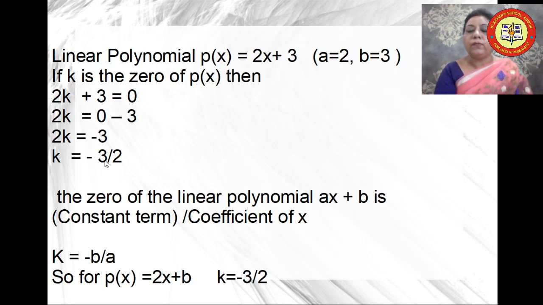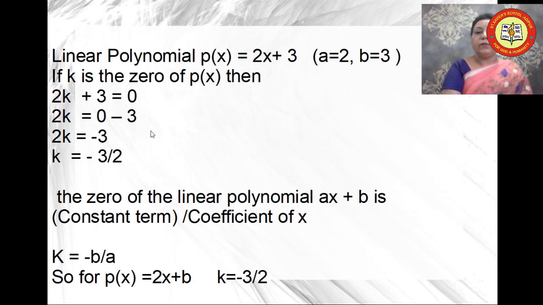This is how you find the zeros of the polynomial. How will we come to know for which value of k the polynomial equals 0? This is how you simplify. Now if you substitute k equals minus 3 by 2 in the given polynomial, you will get 0. So you can verify that k equals minus 3 by 2 is the zero of the given polynomial. This is a long method.